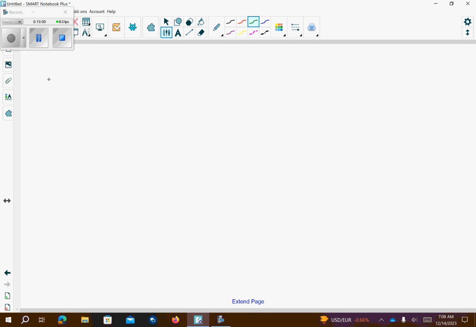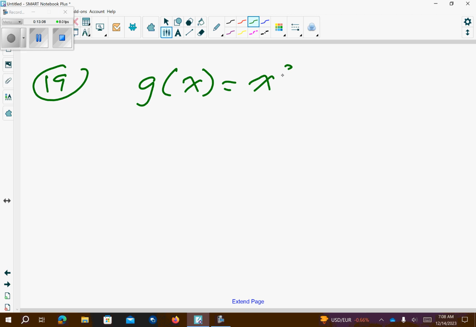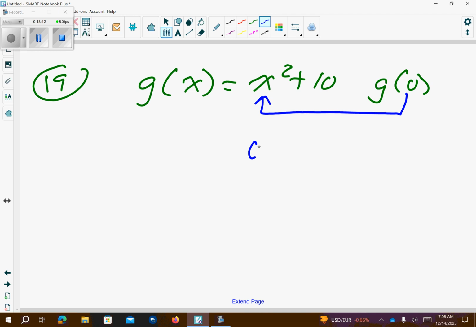Number 19, we have g of x is equal to x squared plus 10. Now they want us to find g at 0. Well, this one, we're actually going to take that 0 and plug it in for x. So I get 0 squared plus 10, which is 0 plus 10. So our answer is just 10 because 0 added to 10.